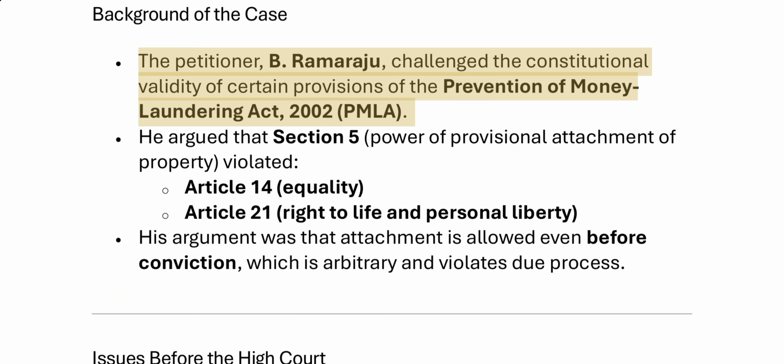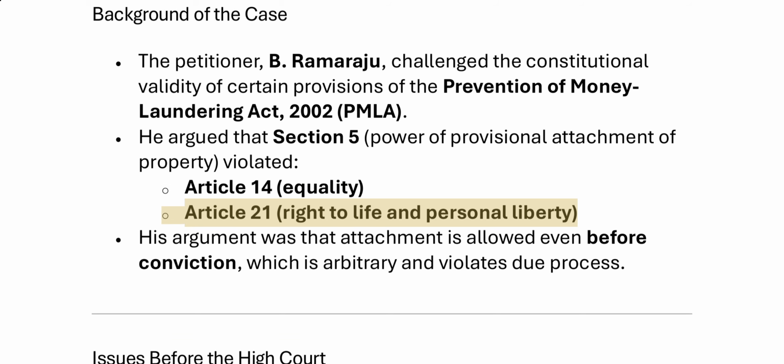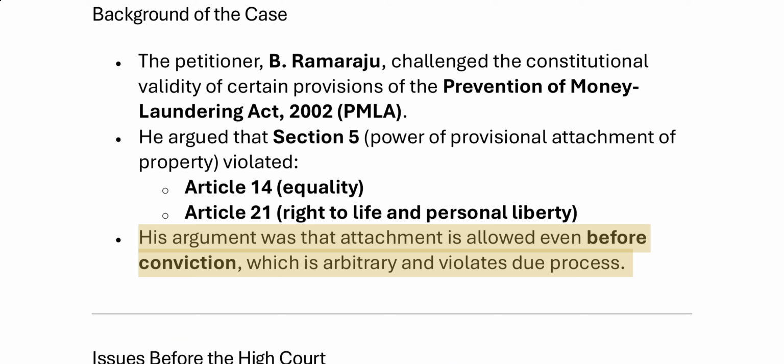Background of the case. The petitioner, B. Ramraju, challenged the constitutional validity of certain provisions of the Prevention of Money Laundering Act, 2002 (PMLA). He argued that Section 5, Power of Provisional Attachment of Property, violated Article 14, Equality, and Article 21, Right to Life and Personal Liberty. His argument was that attachment is allowed even before conviction, which is arbitrary and violates due process.